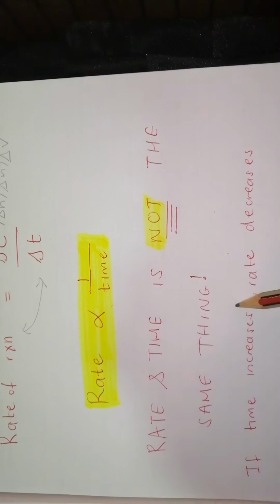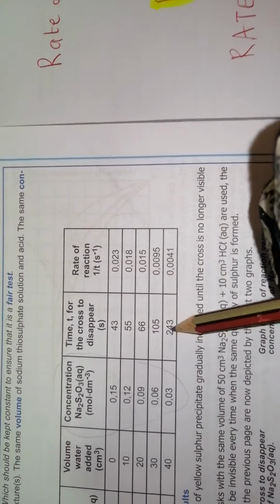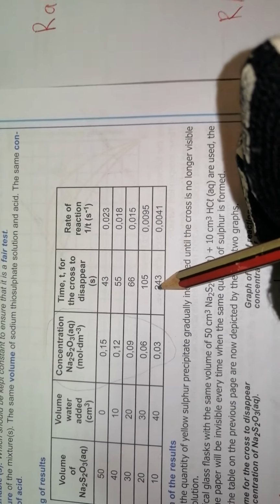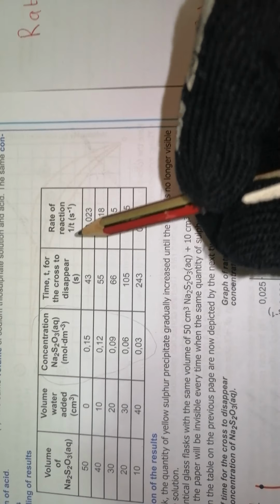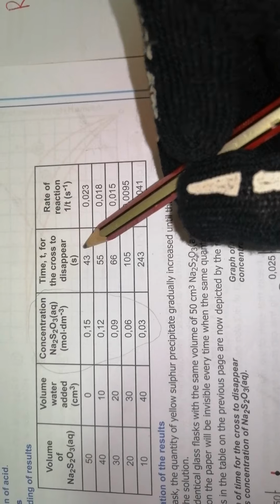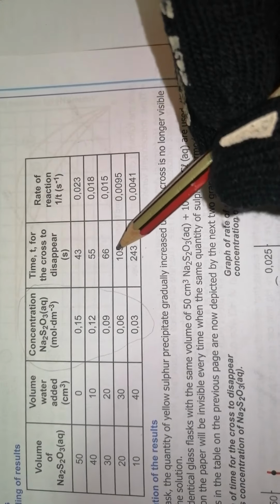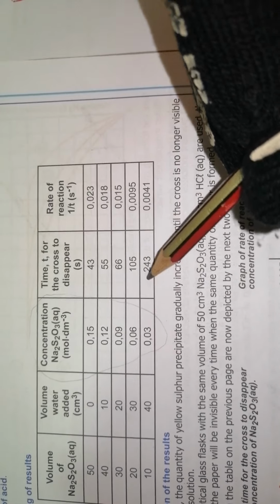Now, remember I told you, time and rate is not the same thing. They are inversely proportional. So we don't really care too much about time. We care more about the rate of reaction, which is 1 over time, which is either concentration over time, moles over time, mass over time, or whatever kind of quantity you're using. Right, so the time is more, but since the time is increasing, we know that rate of reaction should be doing the opposite, so it should be decreasing.